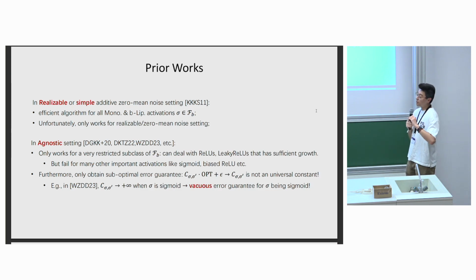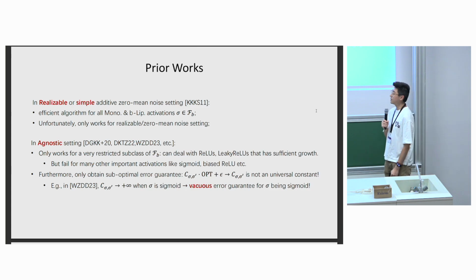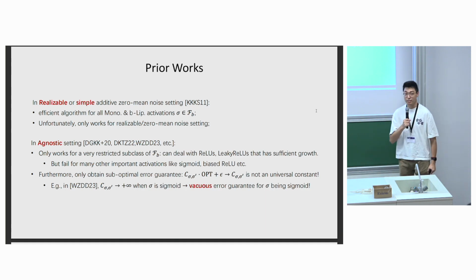However, in the current thread of research in the agnostic setting, there are two main flaws. The first one is that most of these algorithms only work for a very restricted subclass of the monotone and Lipschitz activations. In particular, they can only deal with activations like ReLUs, leaky ReLUs, those kinds of activations that have large growth on the positive side, or have bounded slope. And in particular, they fail for many other important activations like sigmoid or biased ReLU, etc.